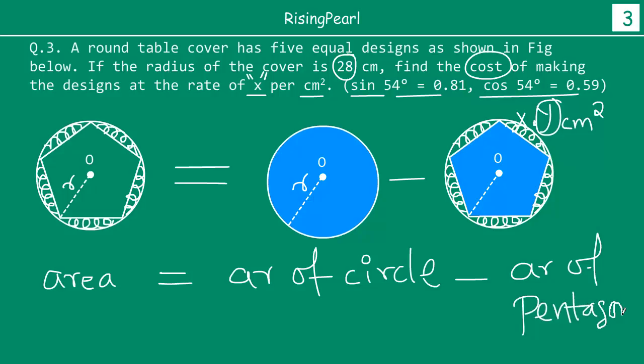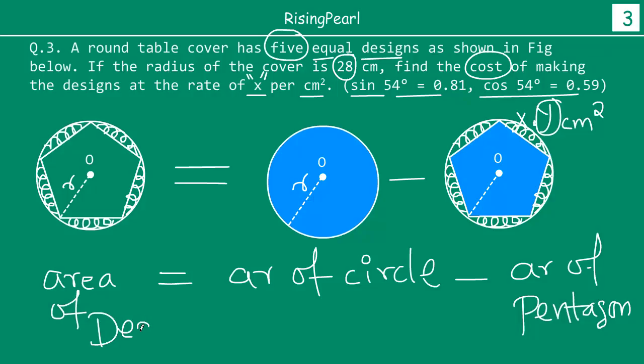And why am I saying it is a pentagon? Obviously because it has 5 equal sides, right? So it is a pentagon. If this were 6 equal sides, it would have been a hexagon. Now this area will be the Y. So this will give us the area of the design.